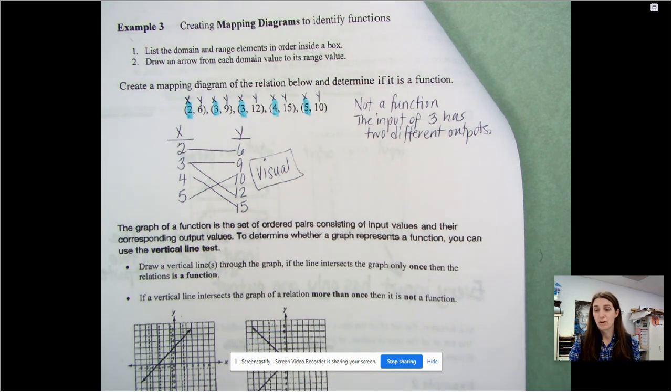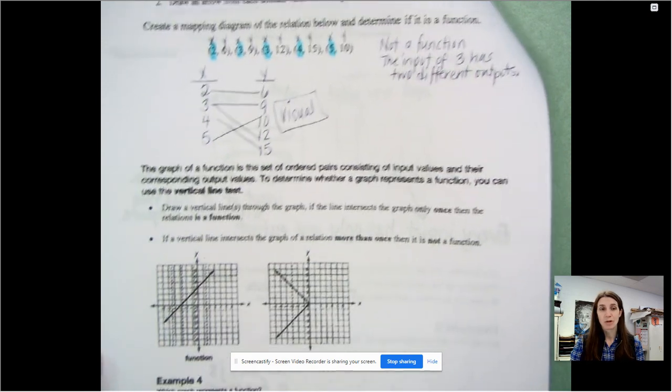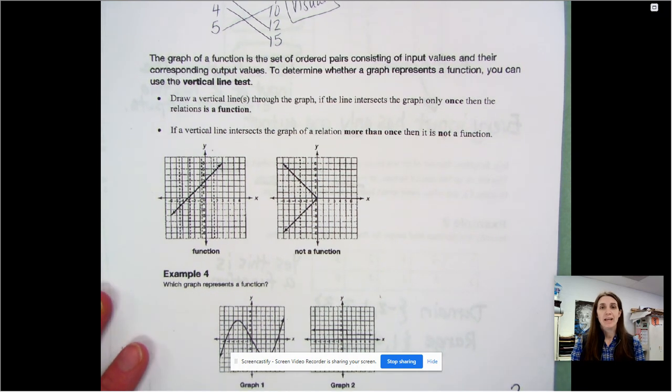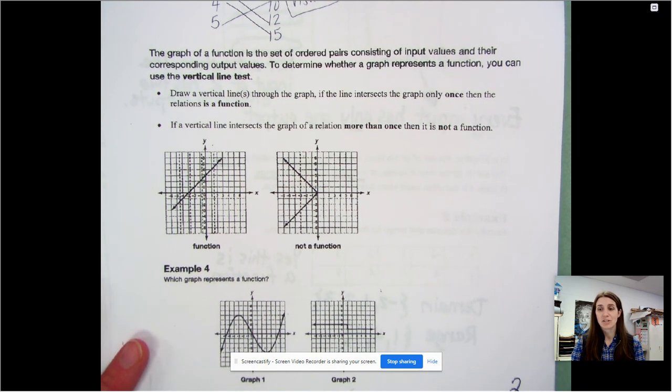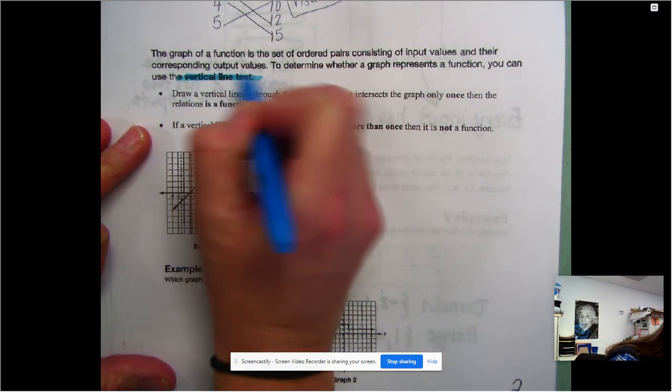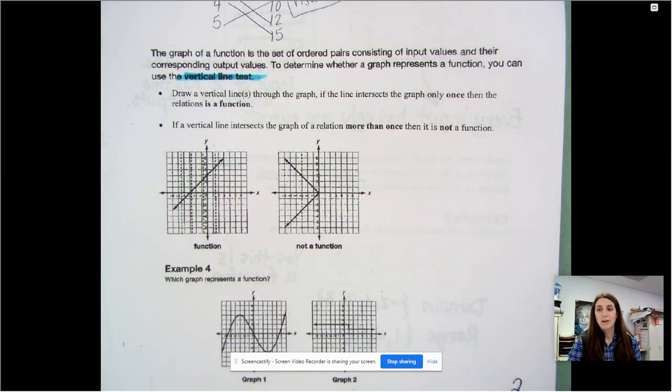You could make a mapping diagram from a table, okay? But we have to be able to read all of these types, so that's why we're going over them. Okay, the last way we're going to talk about today is the graph of a function. There's something really, really cool called the vertical line test, okay? Basically, if the x value has 2 outputs, 2 y values, then it will not pass the vertical line test and it is not a function.